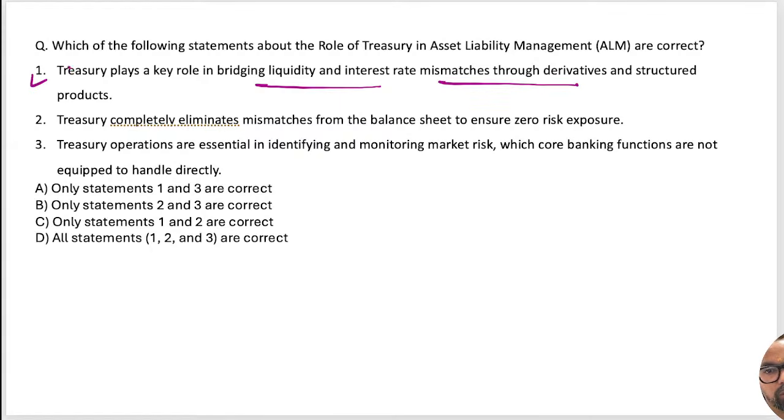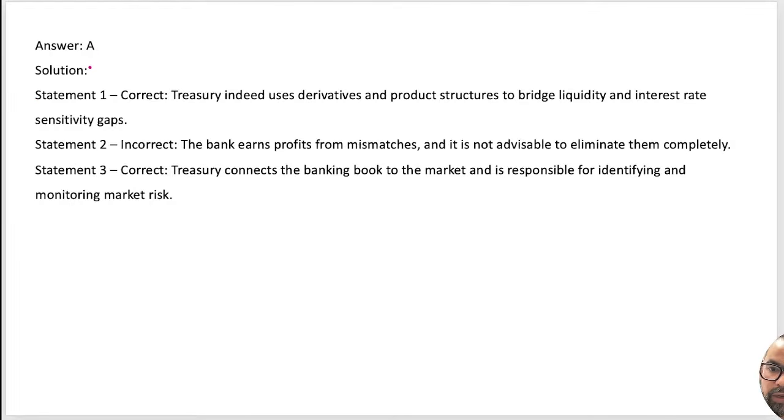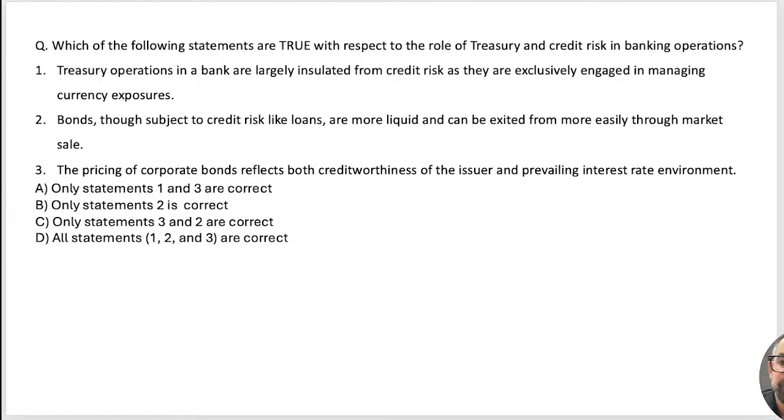The first statement is correct. Treasury completely eliminates the mismatch? No, complete elimination is impossible because our business is borrowing short term and creating long term assets. Treasury operations are essential in identifying and monitoring market risk, and core banking functions are not equipped to handle this. Yes, 1 and 3, so option A will be the right answer. Correct, guys? Next one.